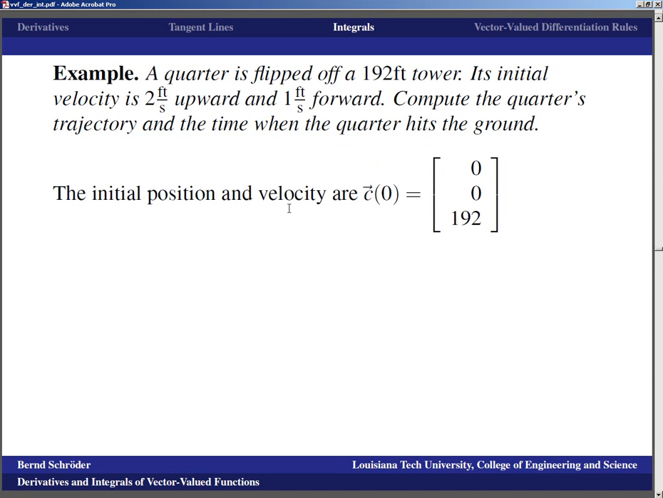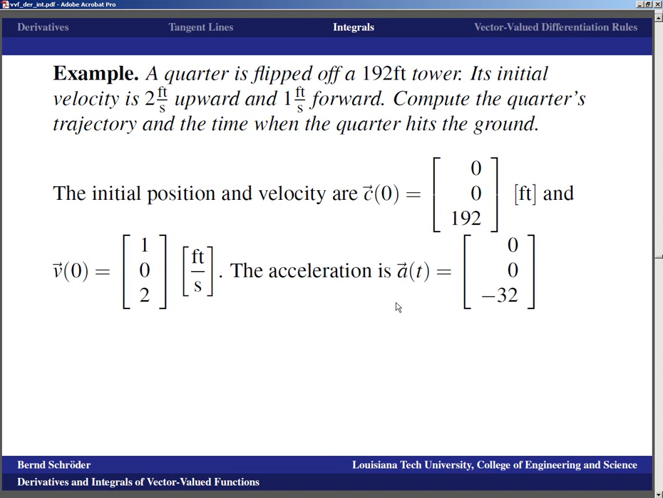We know that we can set the initial position as c of 0 being 0, 0, 192. So we're aligning the z-axis with the initial position, and we are 192 feet up. So that's in feet. We can set the initial velocity as 1 foot per second forward and 2 feet per second upwards. So this is in units feet per second. So we attach units to vectors just as previously also. This is 1 foot per second here, 2 feet per second here. So this is multiplied just like a scalar.